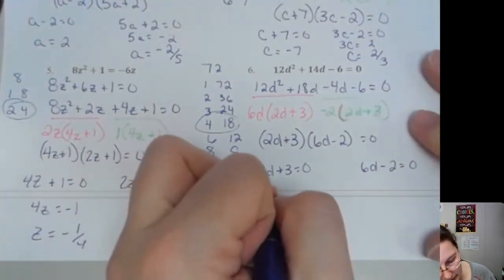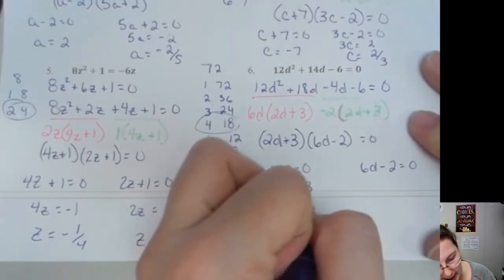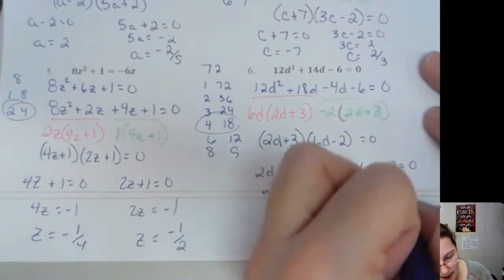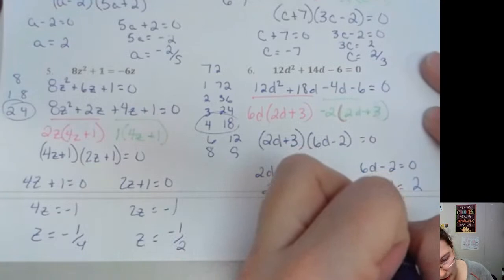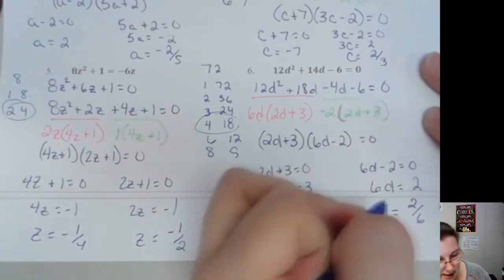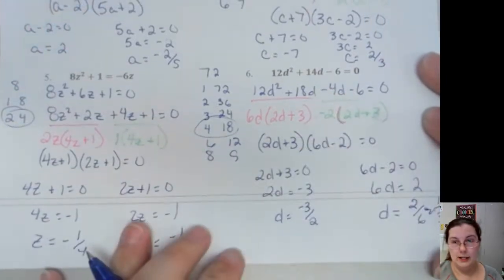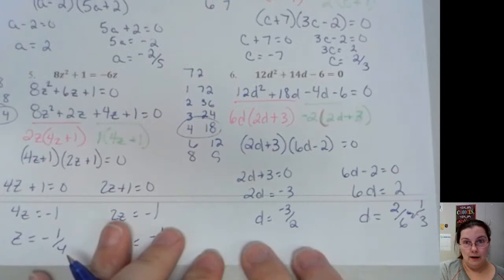So when I go to solve this, 2d equals negative 3, so that means d equals negative 3 over 2. And if I have 6d equals 2, so I'm going to have d equals 2 over 6. You can also write that as 1 over 3. Either one is okay. All right, moving on to the back side.